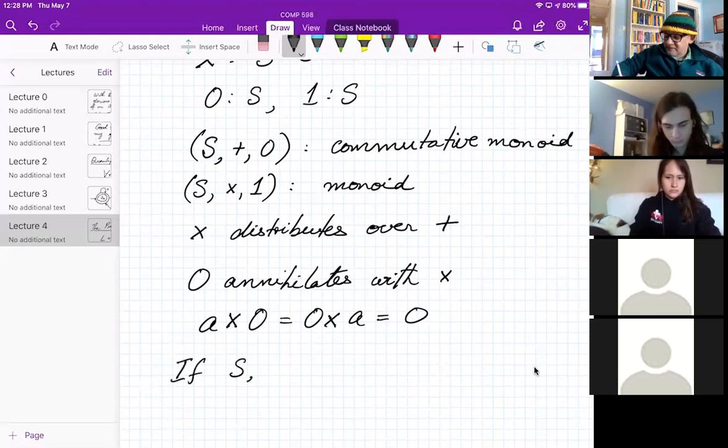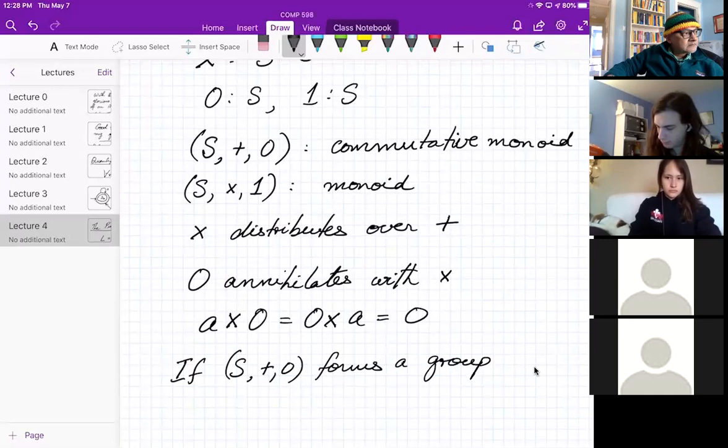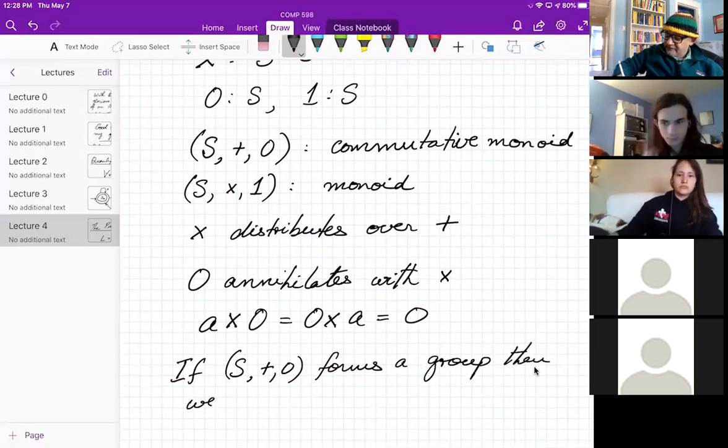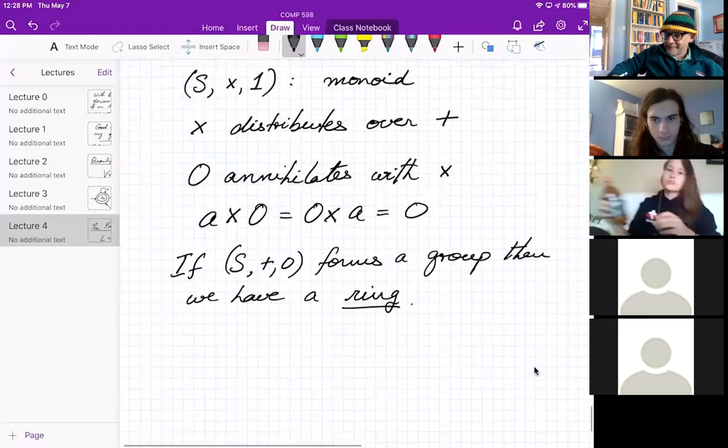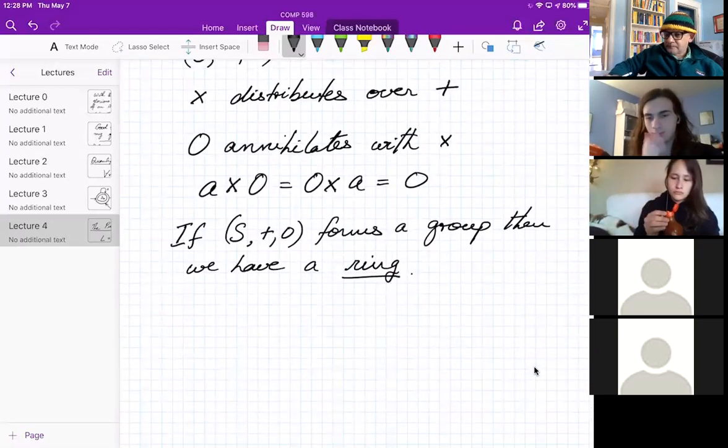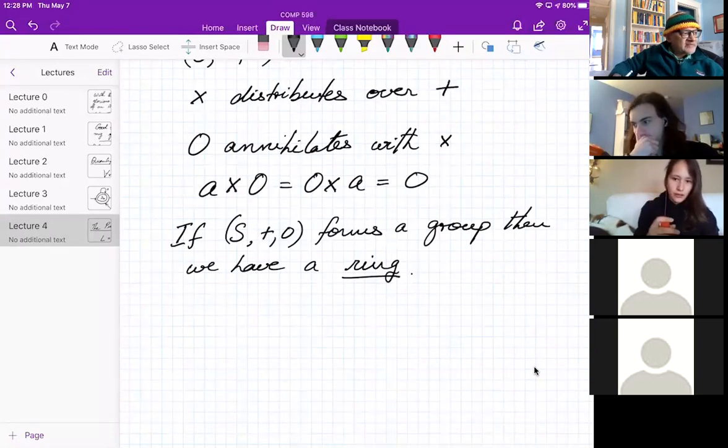If S plus 0 forms a group, then we have a ring. So with that plus, it's always commutative. I'm just wondering if I'm missing any axioms.